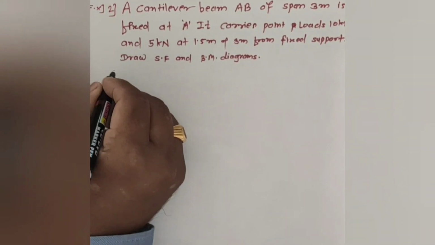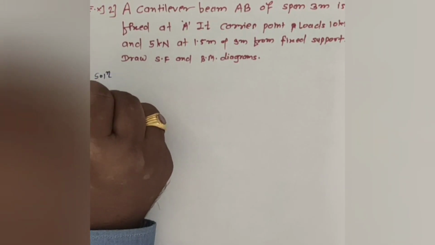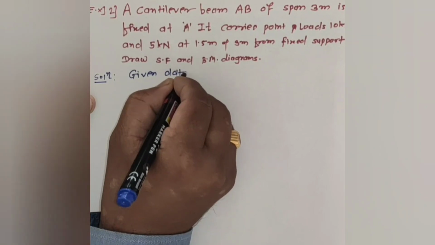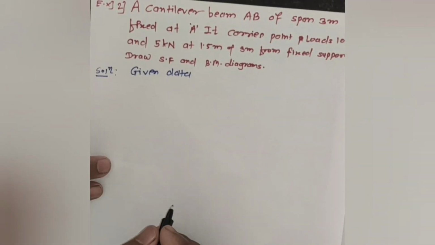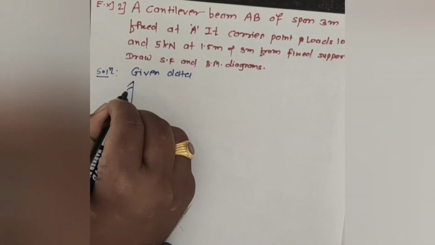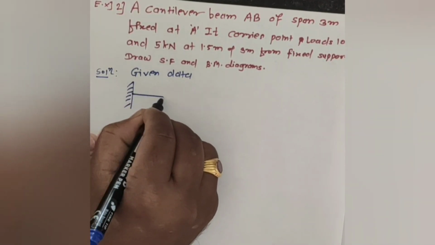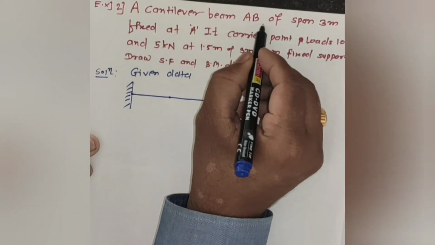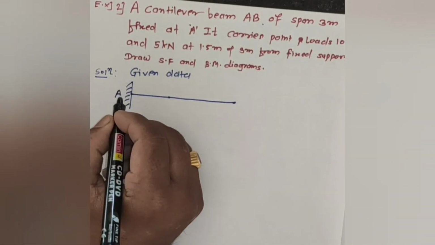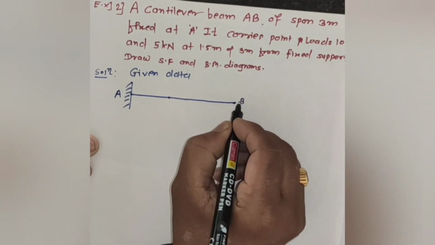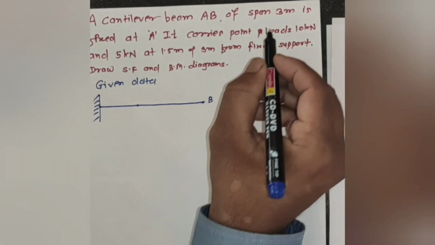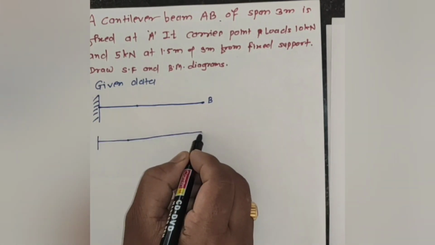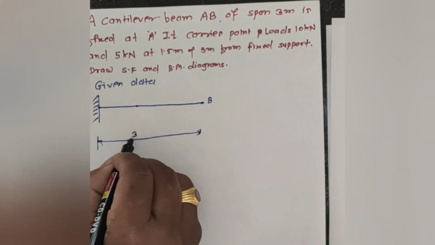And all of you know that, what is a cantilever beam? Solution, given data. Cantilever beam means one end is fixed and the other end is free. A cantilever beam AB. Here you write down the A point, here you write down the B point, of span 3 meter.